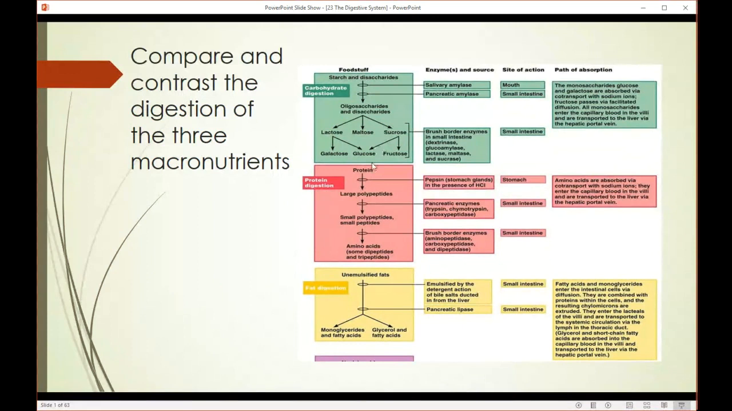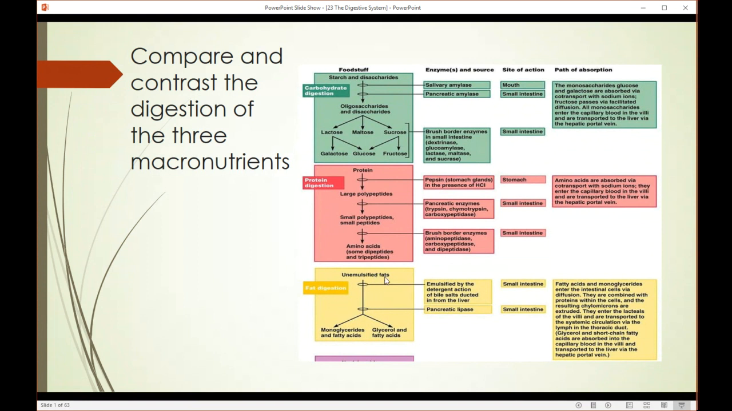Okay? Then we have our protein digestion, right? So we start to break it down within our stomach. We break it down with pepsin in the presence of our hydrochloric acid. Then we have our pancreatic enzymes within the small intestine. And then in order to get to the smallest part, our amino acids, we do that by activating all of these different proenzymes to break down even further.